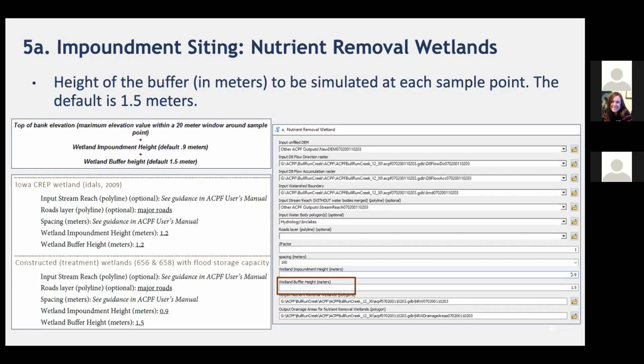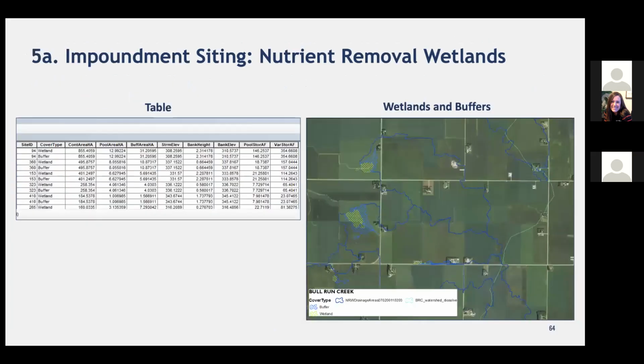And then finally, the last point of consideration would be the wetland buffer height in meters. On the right-hand side or the left-hand side of the slide, you can see examples from Iowa's CREP wetland standards, as well as constructed treatment wetland standards, and the variability in terms of wetland impoundment height and wetland buffer height. So understanding what the conservation practice standard is and using that standard to inform these different defaults is an important step in this process. So this is what the output looks like from nutrient removal wetlands.